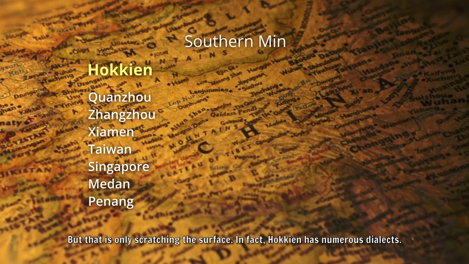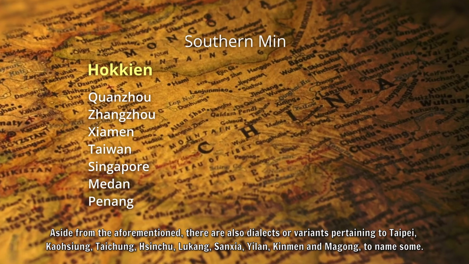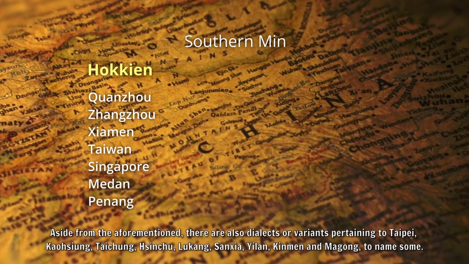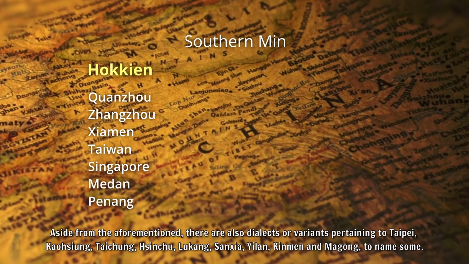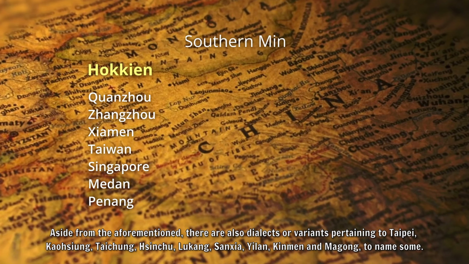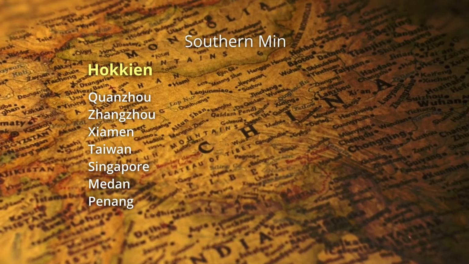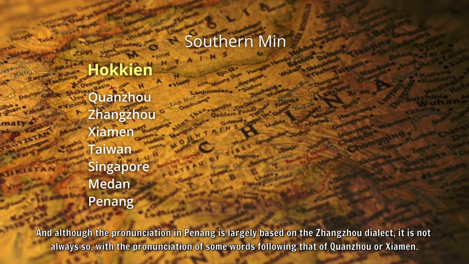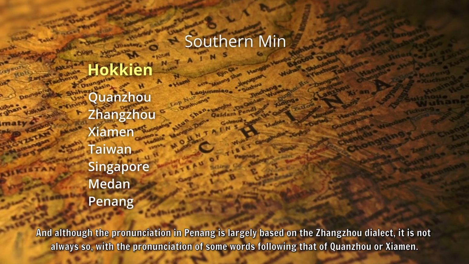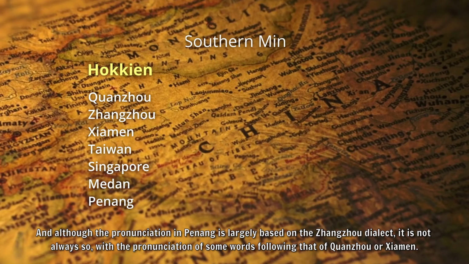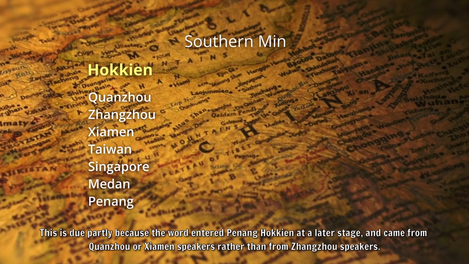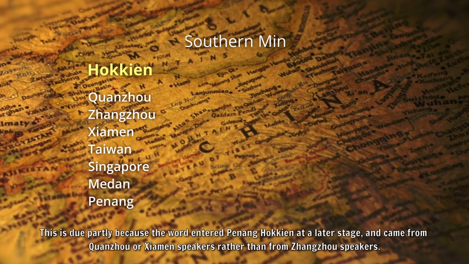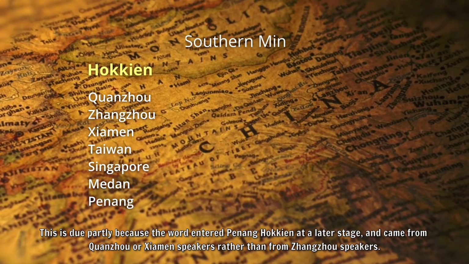In fact, Hokkien has numerous dialects. Aside from the aforementioned, there are also dialects or variants pertaining to Taipei, Kaohsiung, Taichung, Hsinchu, Lukang, Sanxia, Yilang, Kinmen, and Magong, to name some. And although the pronunciation in Penang is largely based on the Zhangzhou dialect, it is not always so, with the pronunciation of some words following that of Quanzhou and Xiamen. This is due partly because the word entered Penang Hokkien at a later stage and came from Quanzhou or Xiamen speakers rather than from Zhangzhou speakers.